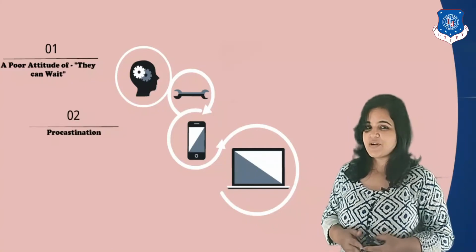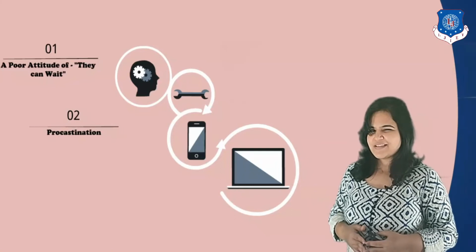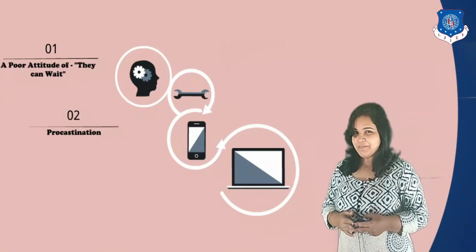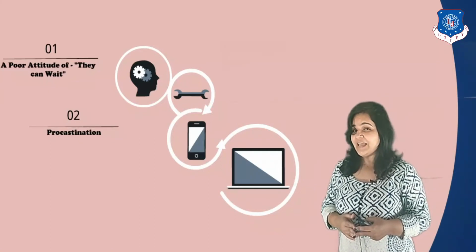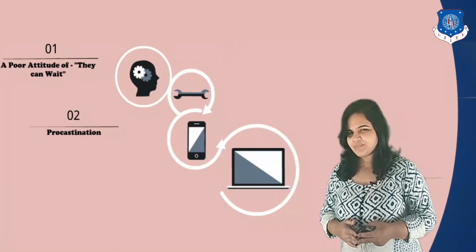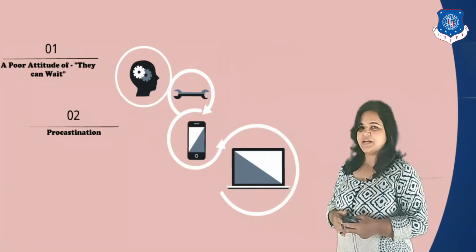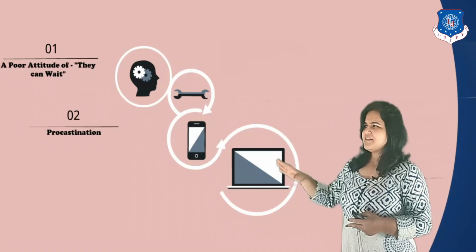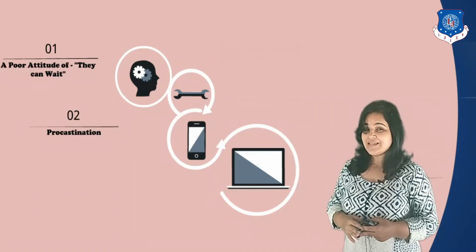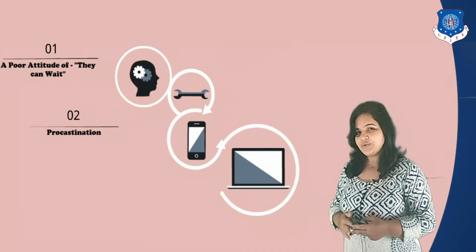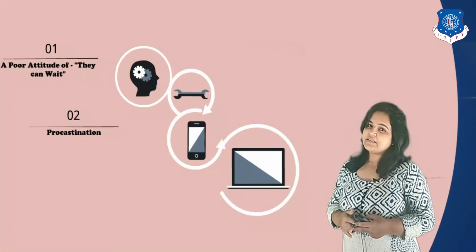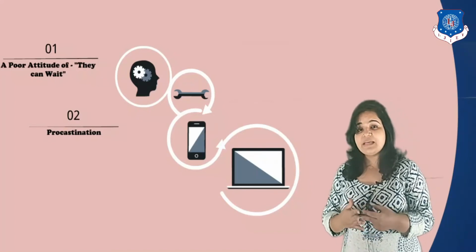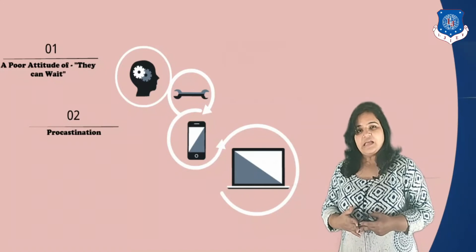Second problem is procrastination. What is procrastinating? We all have this habit of delaying our work to a later time. I'll join the gym by this Monday. I'll complete this work by tomorrow. This delaying the work to tomorrow never ends and you will never be able to complete that work.